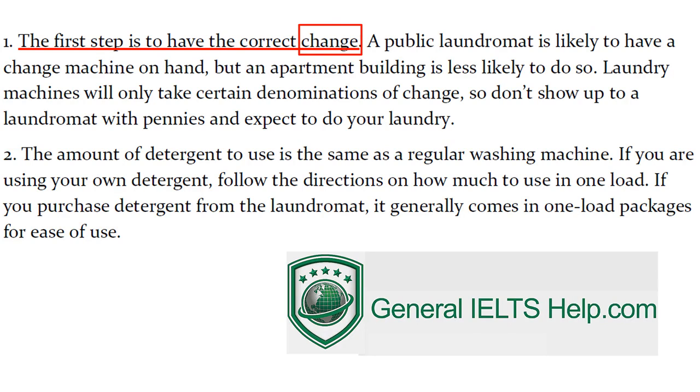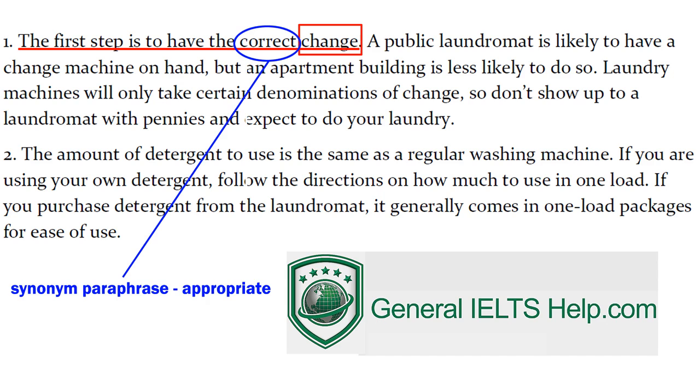If I want to find this in the passage, again, I will find it in the second paragraph describing the first step in the first sentence. It says, the first step is to have correct change. Now here the key word is correct. In the question, the word is appropriate. In the article, the word is correct. So this is an example of synonym paraphrasing.